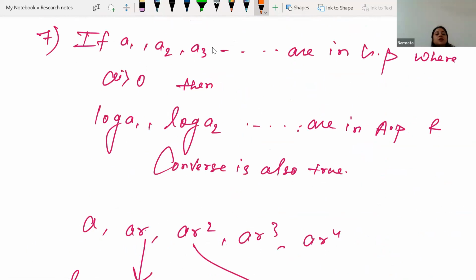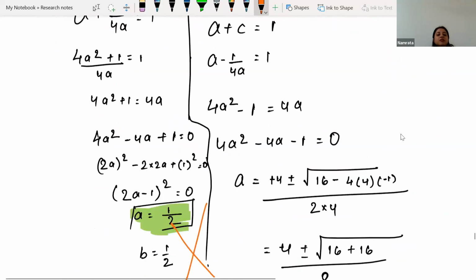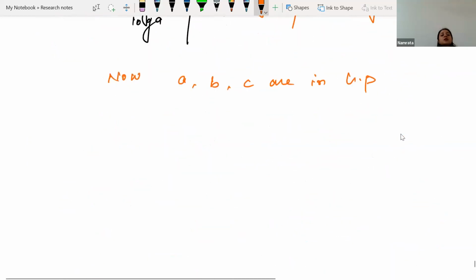Can you read? If A1, A2, A3 are in GP, then log A1, log A2, log A3 are in AP. Can you see? Yes, ma'am. Logarithm of each and every term will be in AP. Why? Because whenever we apply the property of logarithm, multiplication becomes addition and division becomes subtraction. So that's why we end up getting an AP.